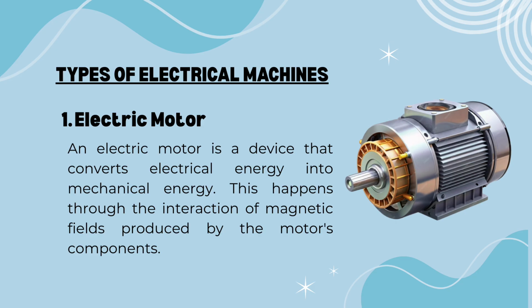Types of electrical machines. First is the electrical motor. An electrical motor is a device that converts electrical energy into mechanical energy. This happens through the interaction of magnetic fields produced by the motor's components. It works by using magnetic fields created by electrical current to produce motion. This motion is used to run machines and appliances such as fans, pumps, and other equipment.